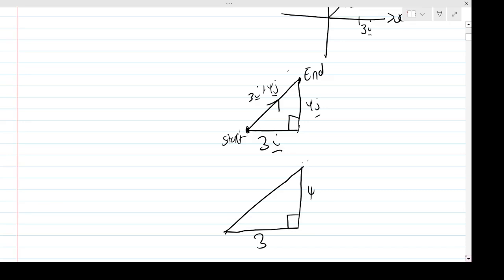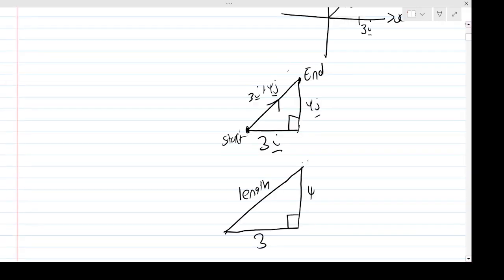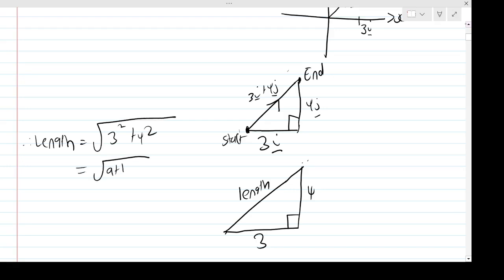We can use Pythagoras theorem. If I call the length the hypotenuse, then by Pythagoras the length is going to be the two sides all squared. So it's going to be the root of 3 squared add 4 squared. If I do that, I'll get root 9 and 16, which is root 25, which is just 5. So the length then is 5.